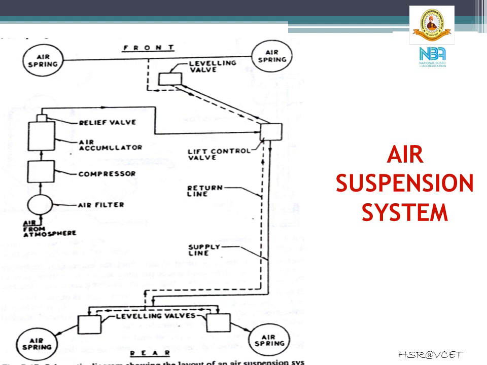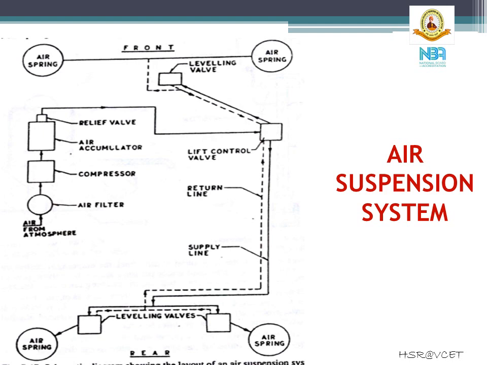The layout of an air suspension system has been shown in the slide. The four air springs, which may be either the bellows type or the piston type, are mounted in the same position where generally the coil springs are mounted.